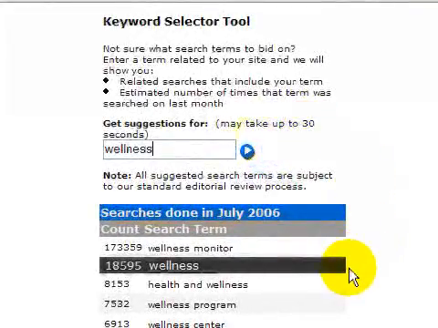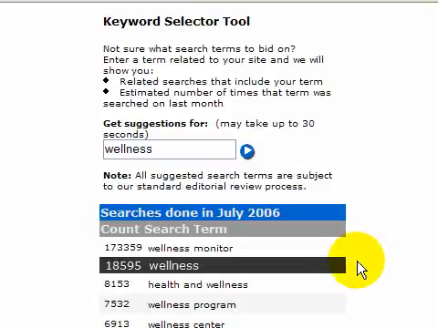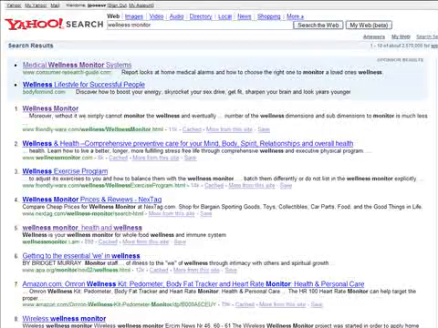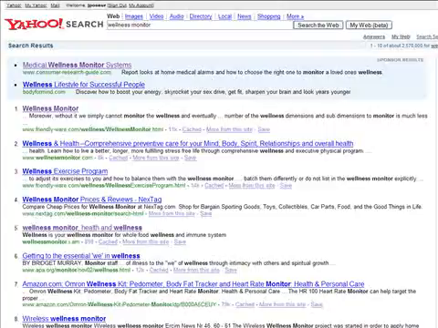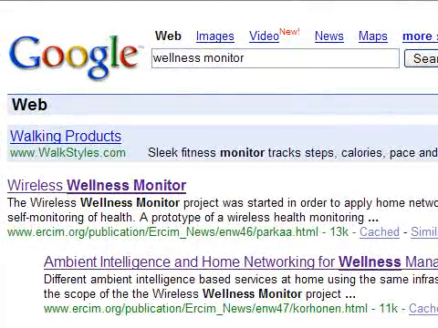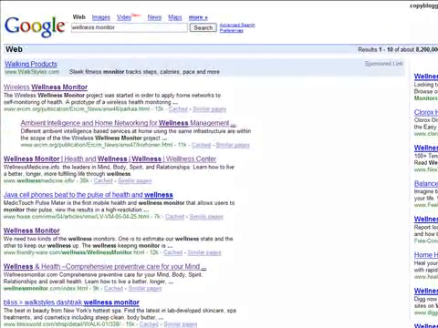Now, people certainly do search quite a bit for the general term wellness, but whoa, look at this. Wellness Monitor. Over 173,000 searches in the month of July alone. That's interesting. What's a wellness monitor? So we start doing a little bit of research and poking around the search engines to see if we can figure out what a wellness monitor is. And we figure out that a wellness monitor would be a piece of personal technology that monitors an aspect of your health, say your heart rate, your blood pressure, etc. Probably will be a big growth area in the future.